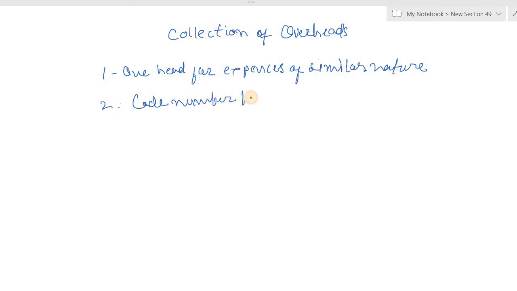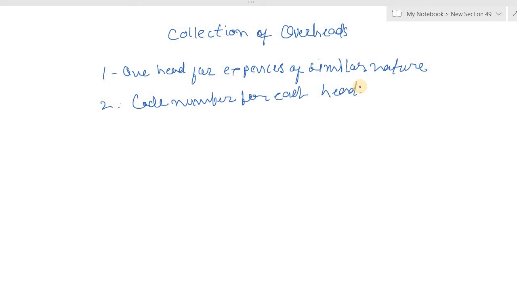Code number for each head. Code number should have two places of decimal so that in future if number of heads increases, code number may be easily allotted to a newly introduced head.